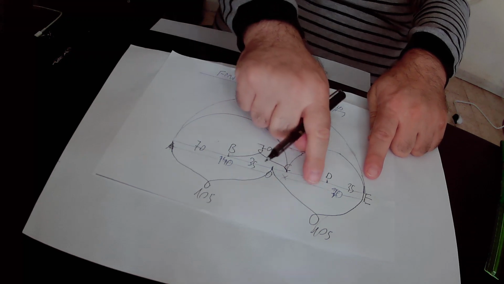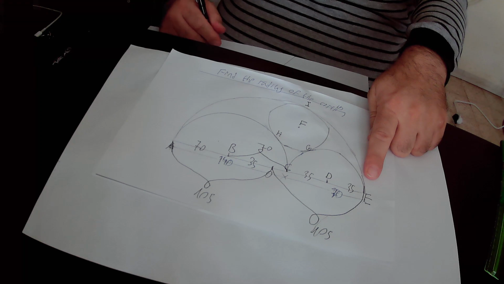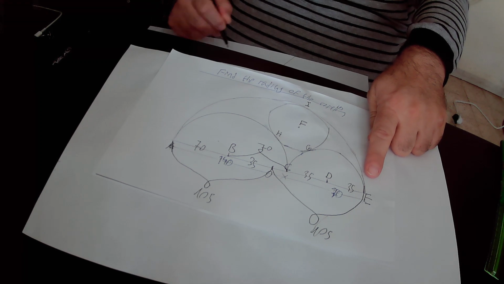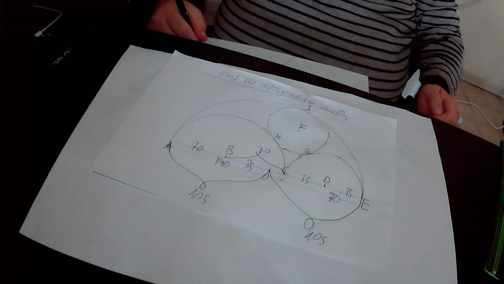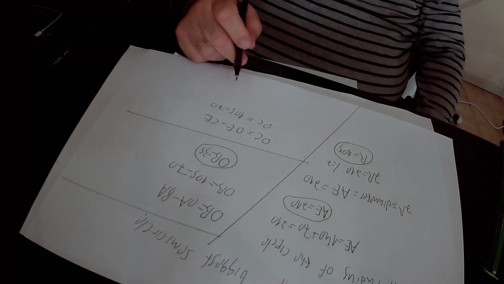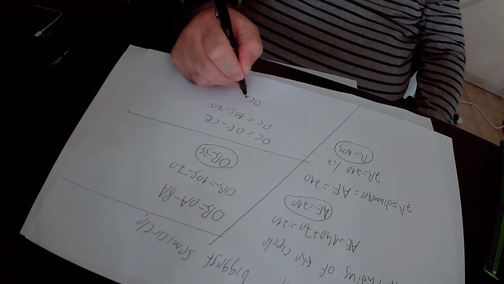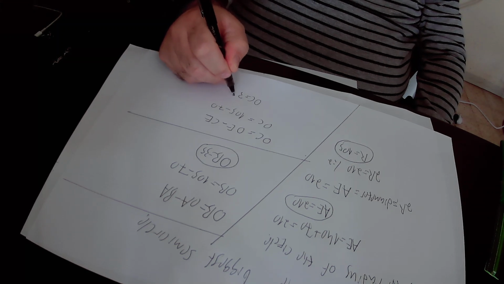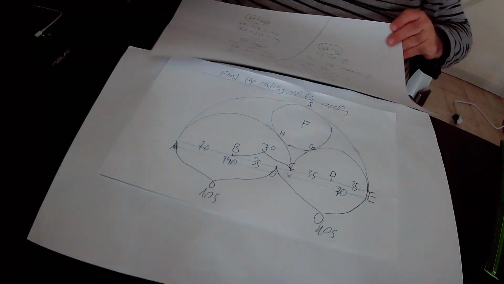OE equals 105 units. This is the radius of the biggest semicircle, and CE equals 70 units according to what is given in the question. In conclusion, we found out that OC equals 105 minus 70, that is 35 units. So OC is also equal to 35 units in its length.